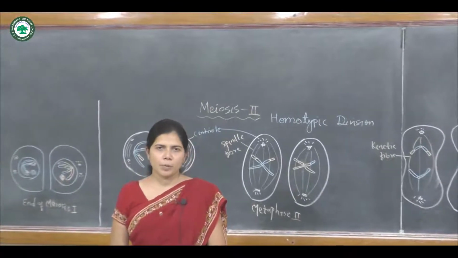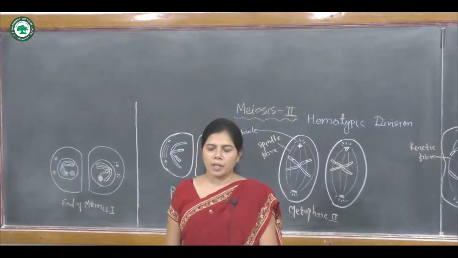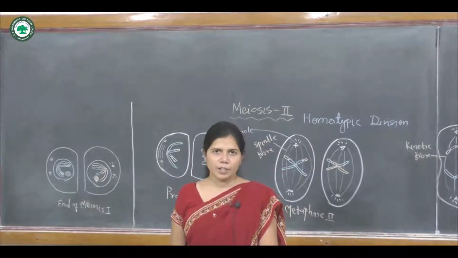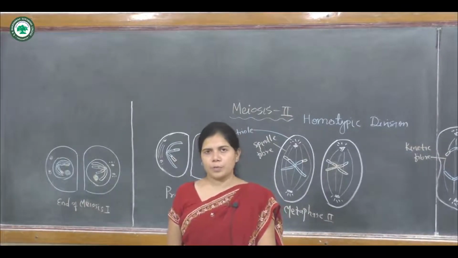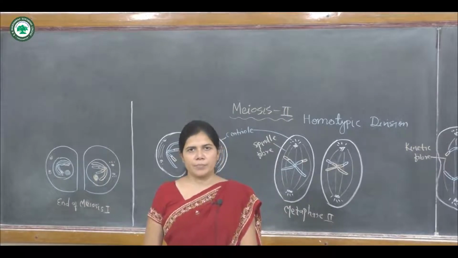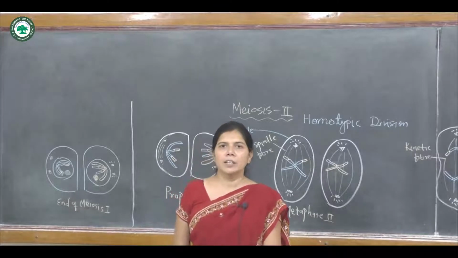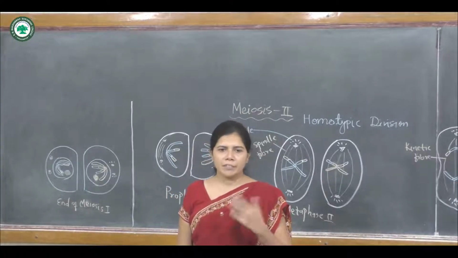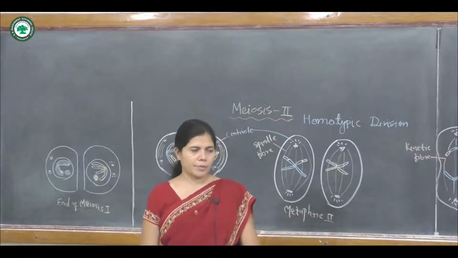We are discussing the topic of meiosis. Meiosis is the reduction division, and it is the longest phase of cell division. Meiosis takes place in the reproductive cells, or we can say the germ cells are divided and form new cells by the process of meiosis.